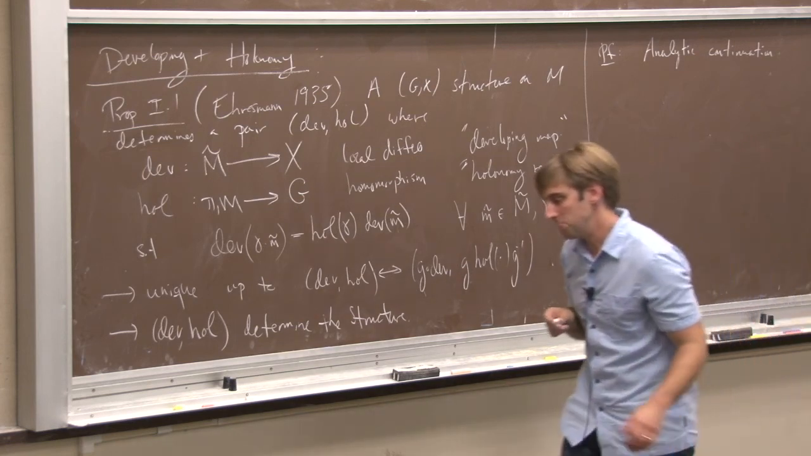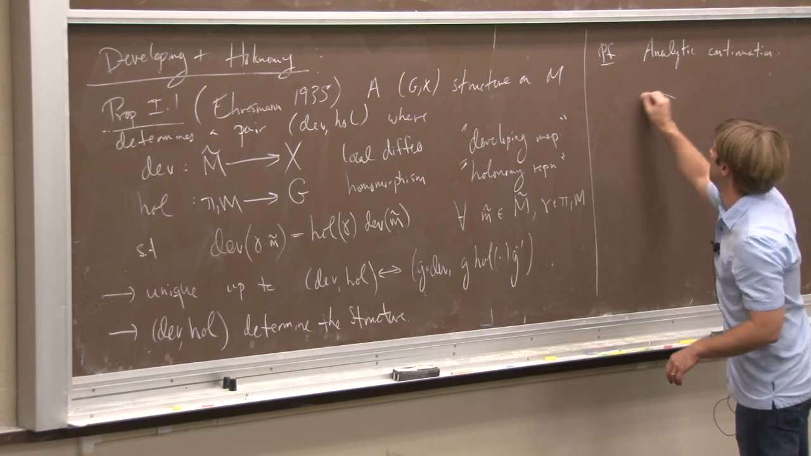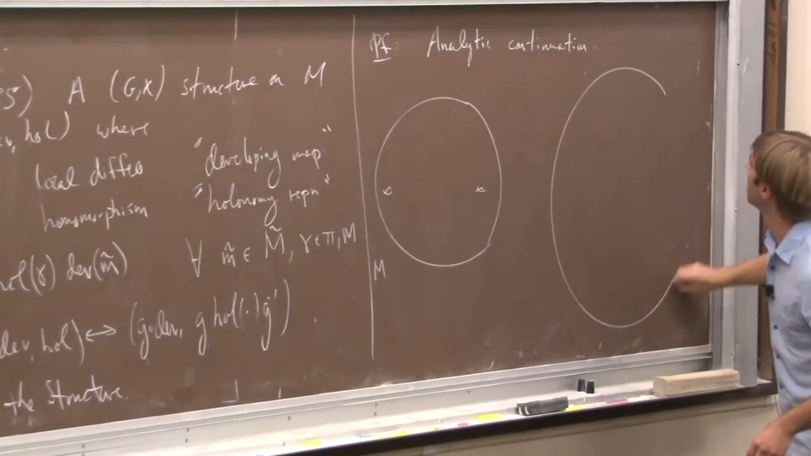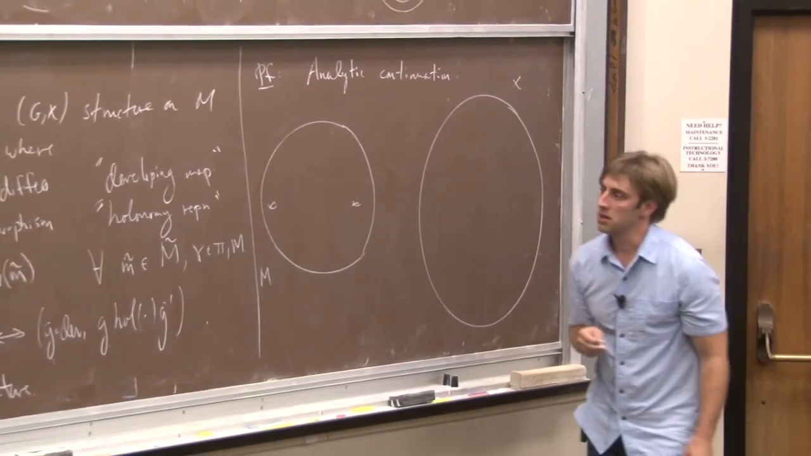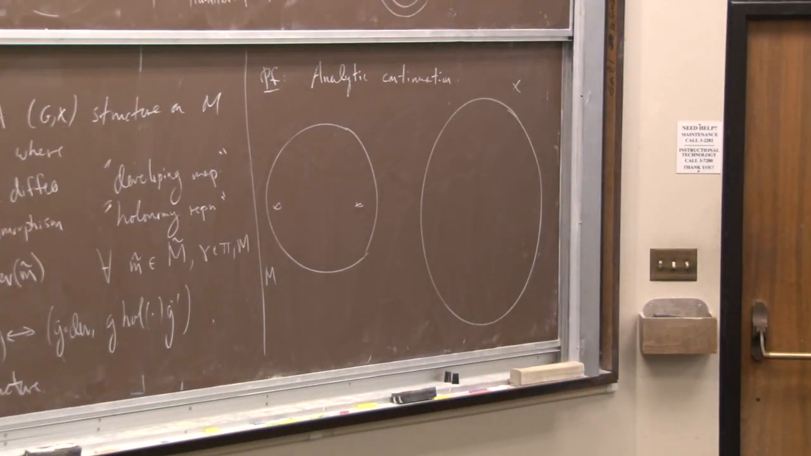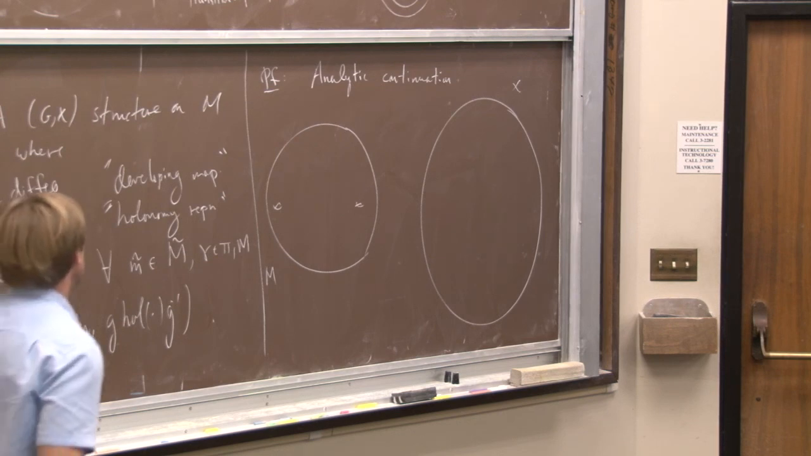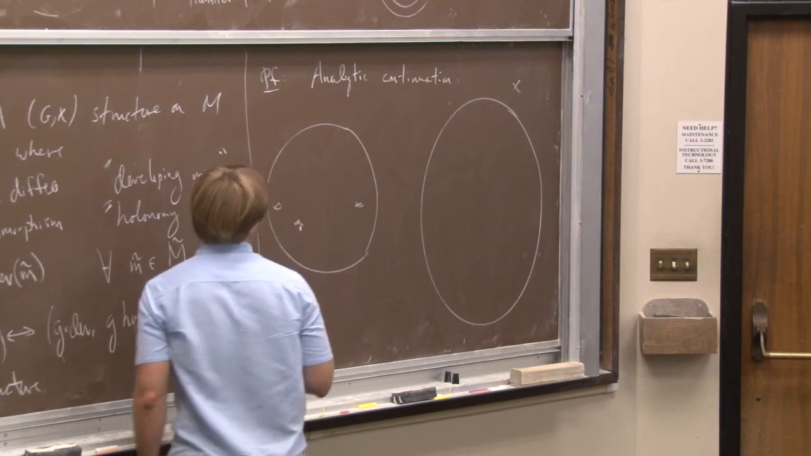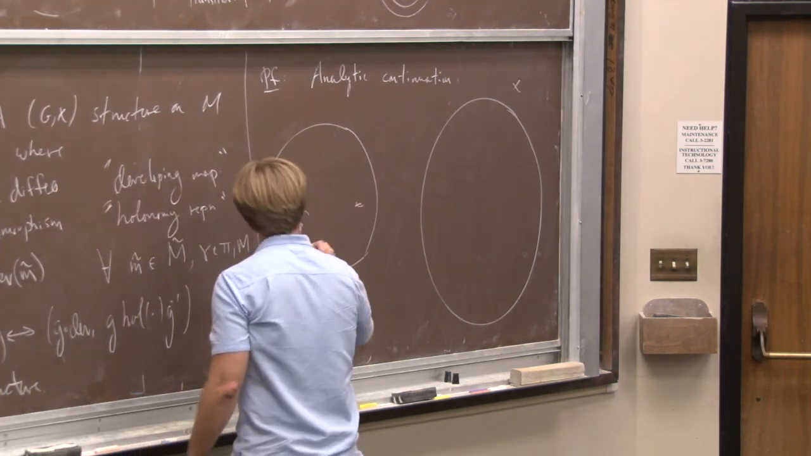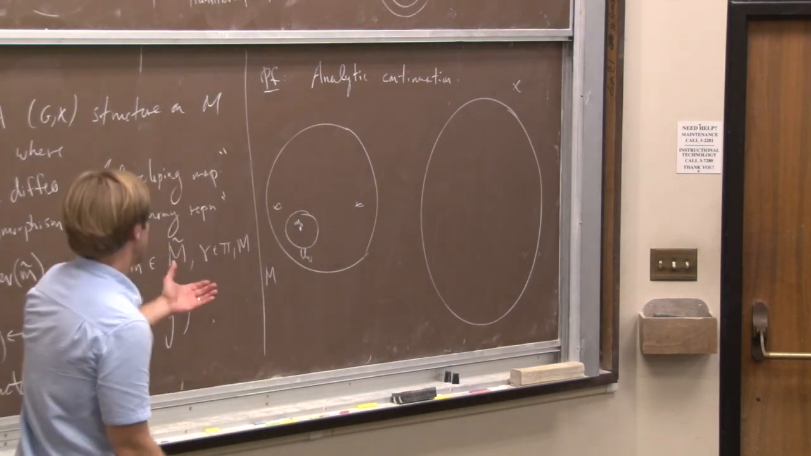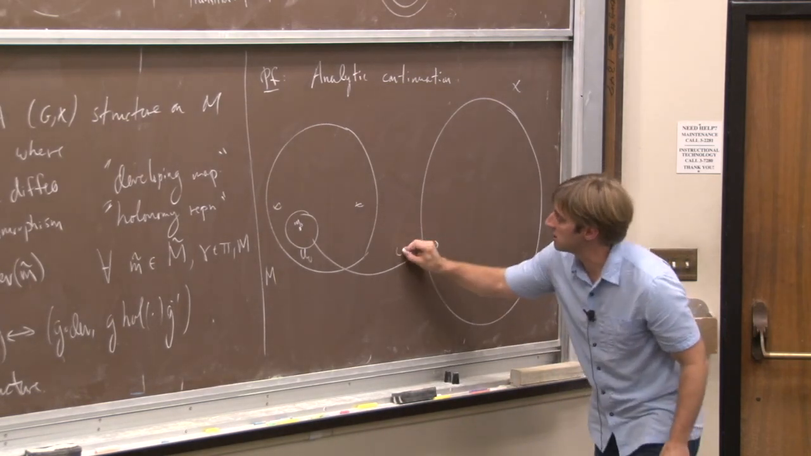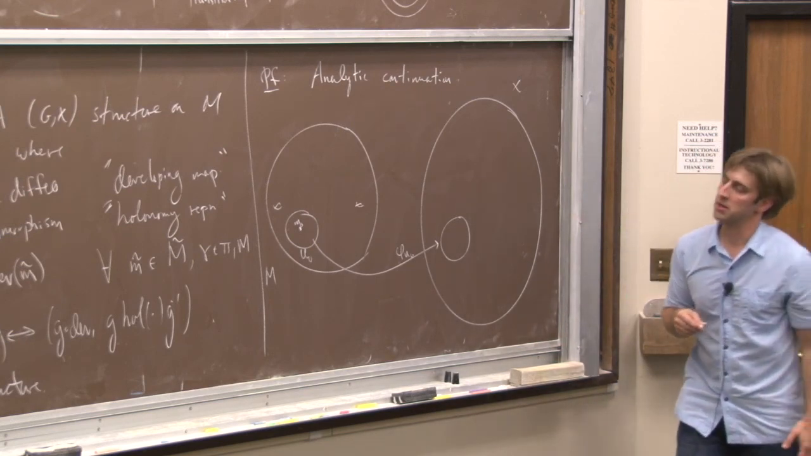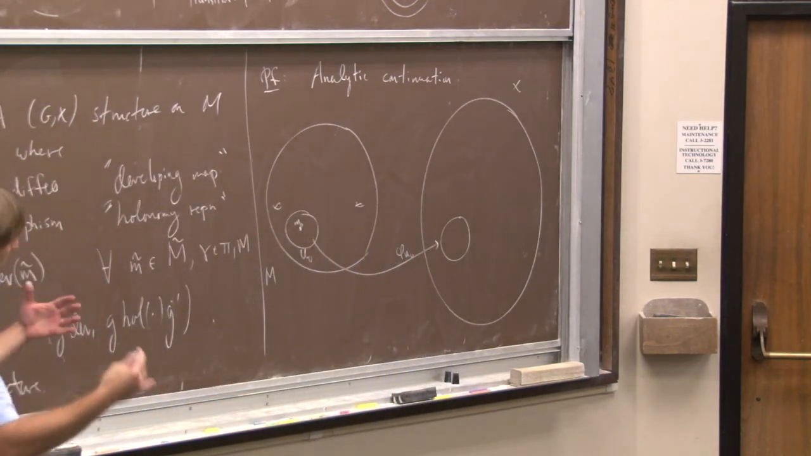Okay, so let's draw a picture. Here's M. Here's X. I want to define a developing map. I want to define some sort of consistent synthesis of all the charts into one map. So I'm going to pick a base point, m0, and I'm going to take a chart around that point. I'm going to call that u0. So I've got a little open neighborhood of m0, and I've got a chart which identifies that open set with an open set in X. Great.